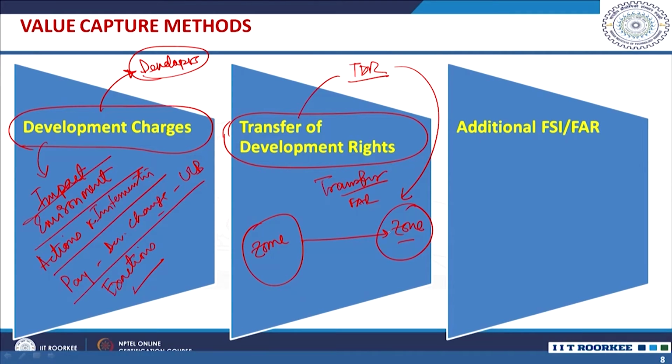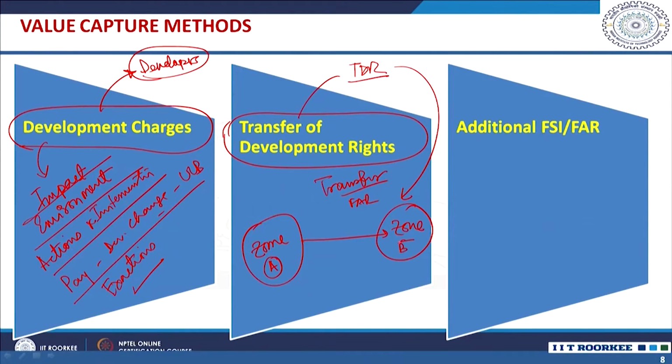Now, the question is why people will shift the permissible FAR from one zone to another zone. The basic reason is land value. Maybe zone A has less land value and zone B could have higher land value. So, I may like to shift some amount of the FAR from zone A to zone B, and the moment I take a decision to transfer that land value from one zone to another zone, the public authority can charge an amount that is called transfer of development rights fees.